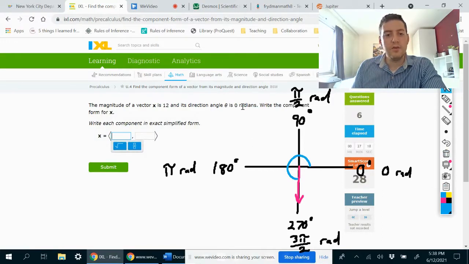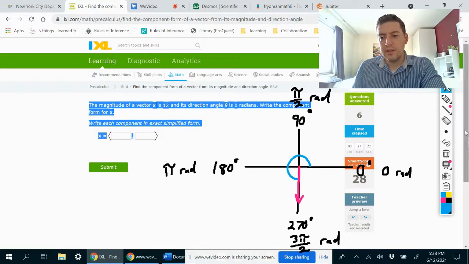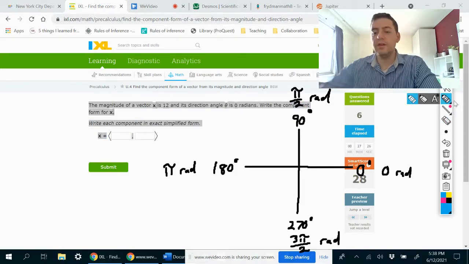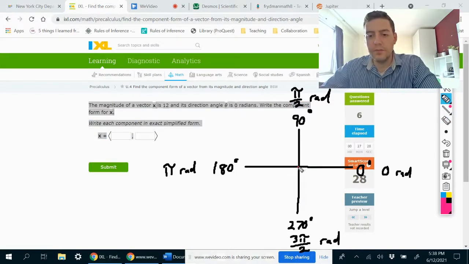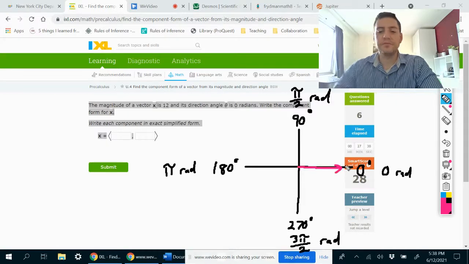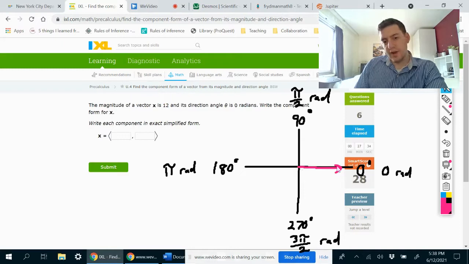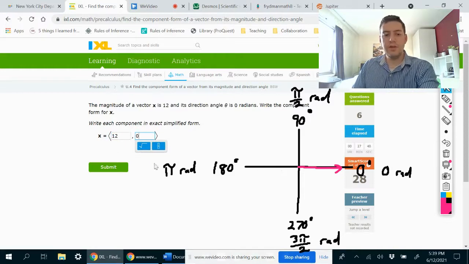The angle is 0 radians and the magnitude is 12. So that would be, since the direction is 0 radians, a vector pointing like this. It's completely horizontal and it's moving in the positive direction. So the horizontal component would be positive 12. The vertical component would be 0.